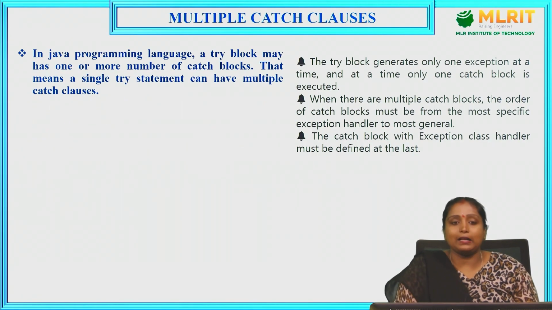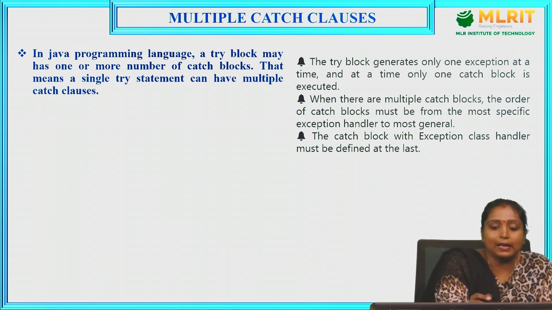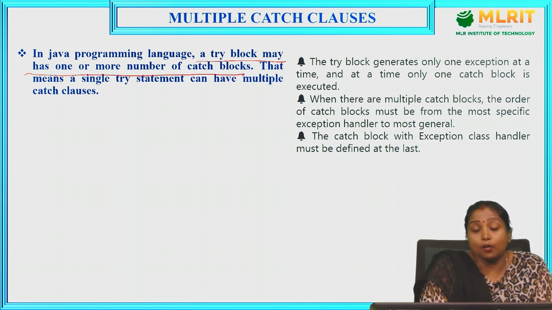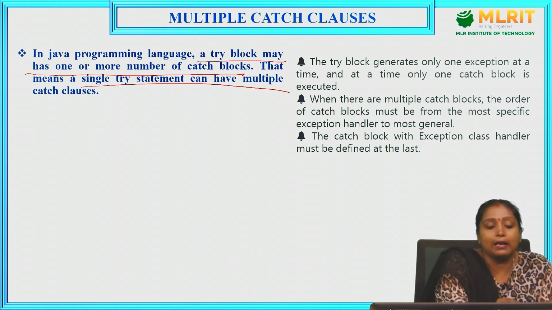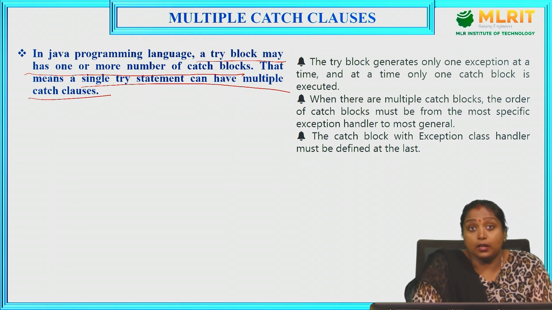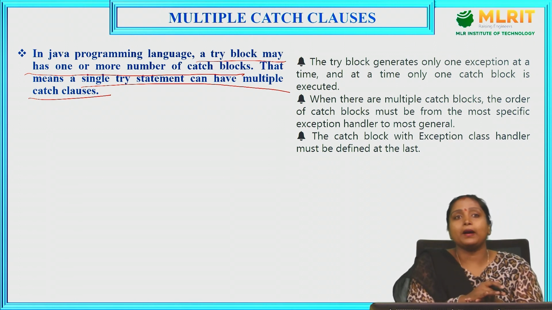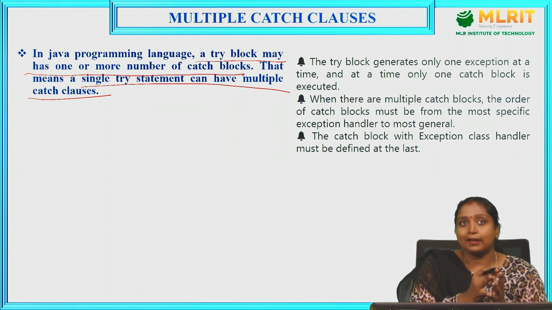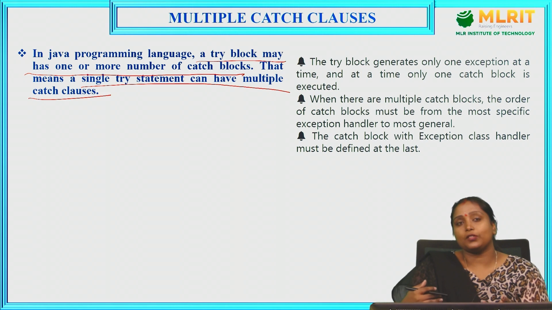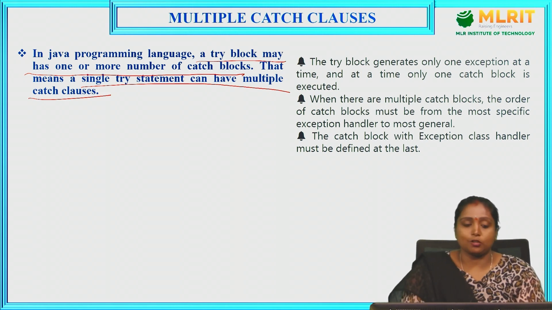So coming to multiple catch clauses. A try block may have one or more catch blocks. If one try block has n number of catch blocks, it means a single try statement may have multiple catch clauses. So in a single block of code, you might get n number of exceptions. Okay, so if for one try block you are writing n number of catch clauses, then it is said to be multiple catch clauses.